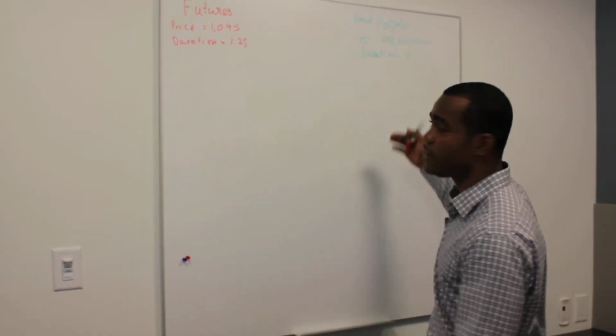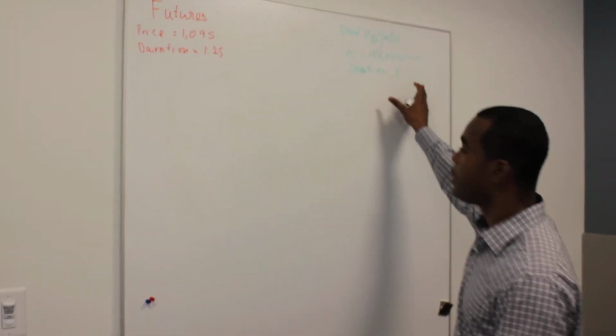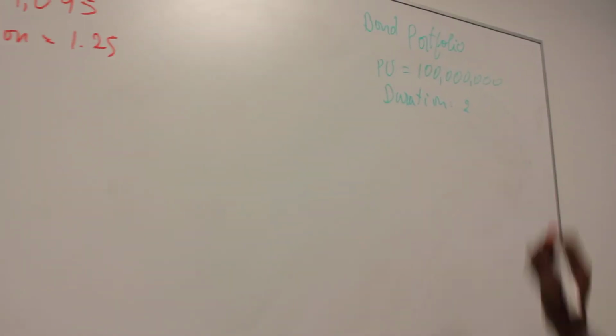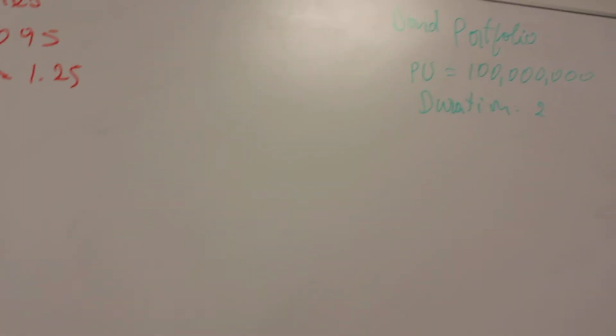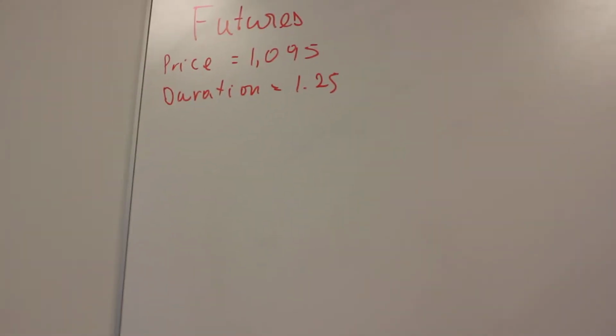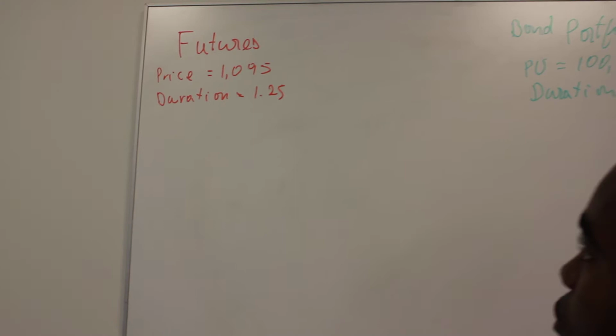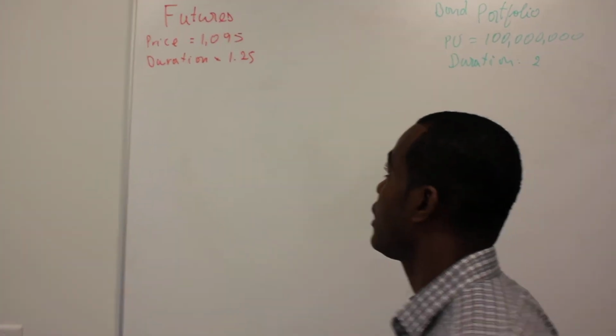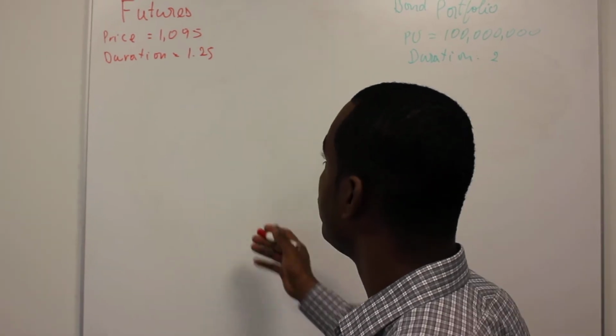We have, for example, a portfolio. I'm assuming the portfolio value is $100 million. The duration of the portfolio we're starting out with is 2, and we have futures contracts that we can purchase in the market. Let's say the price of the futures is going to be $1,095, and the duration of each futures contract is going to be 1.25.